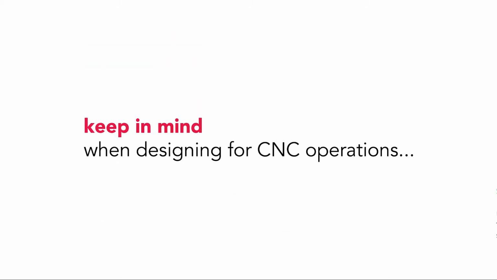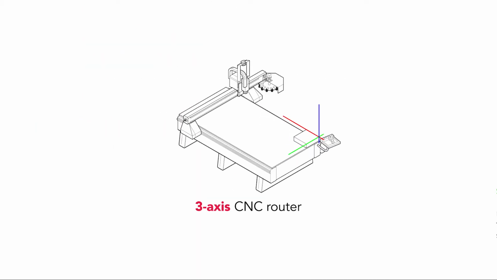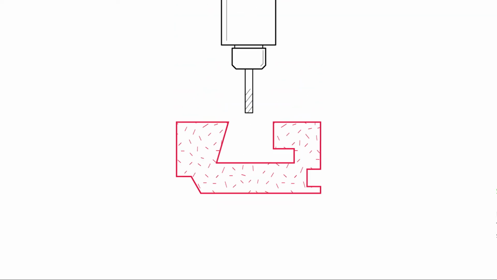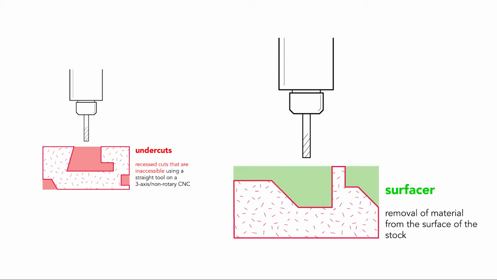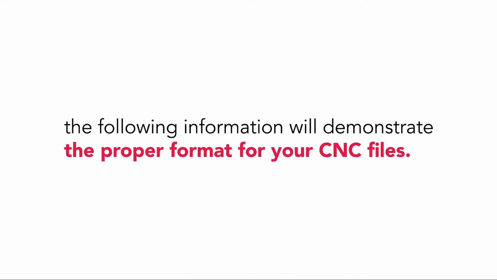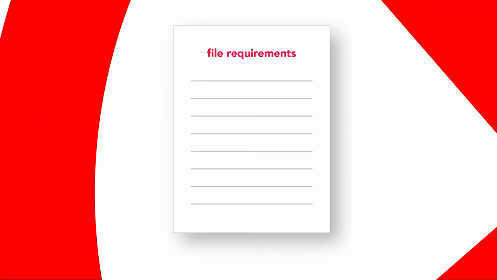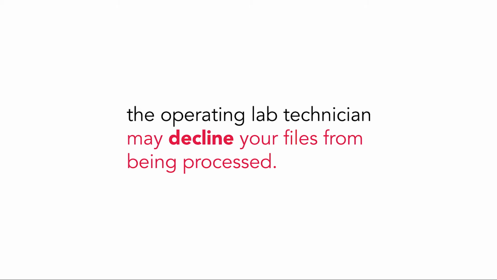Keep in mind when designing for CNC operations that a three-axis router is unable to perform undercuts. Rather, it is best used as a surfacer for your stock. The following information will demonstrate the proper format for your CNC files. If appropriate requirements are not met, the operating lab technician may decline your files from being processed.